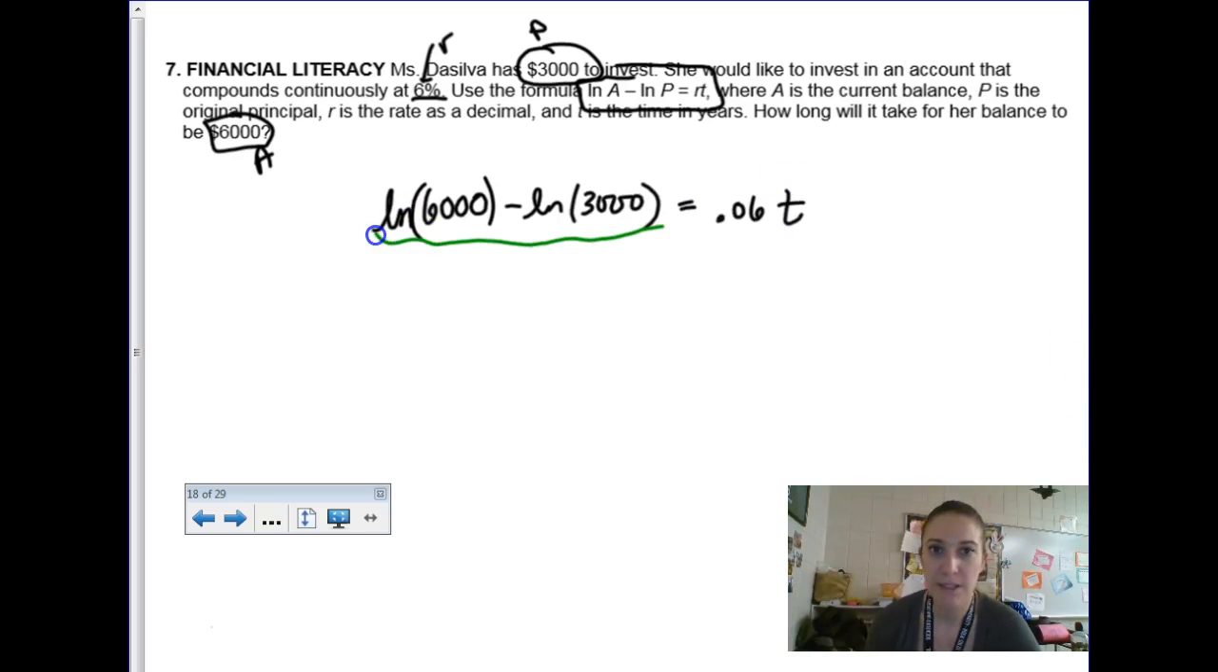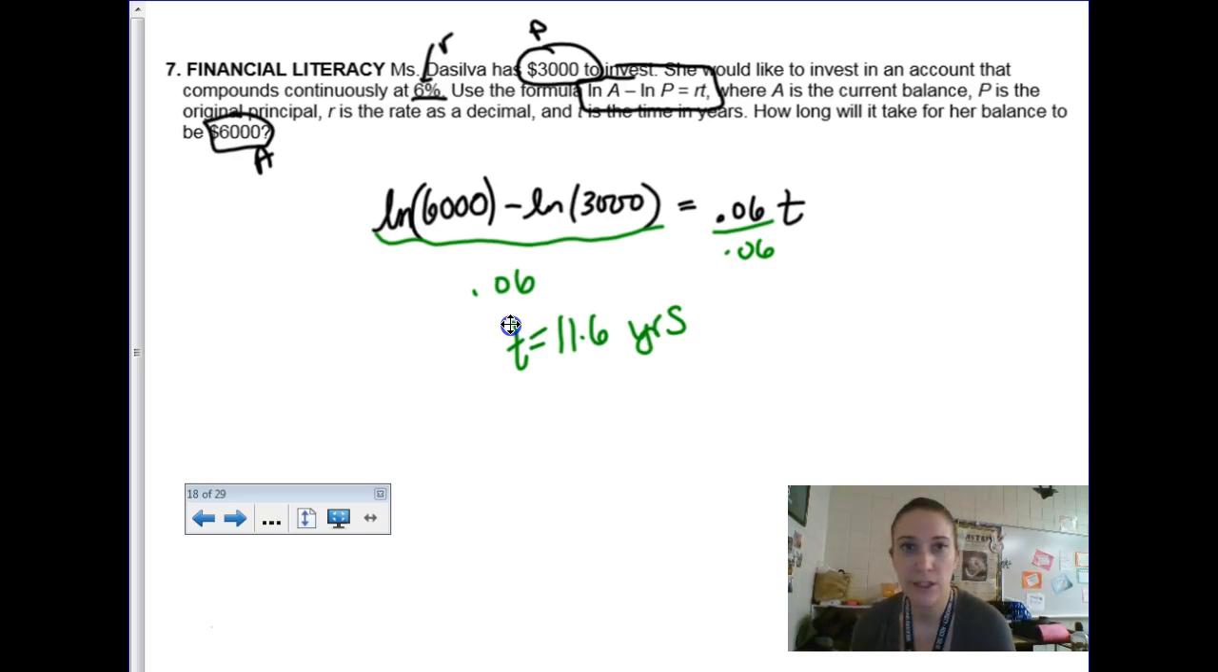So once I type this in, then I'm going to have to divide by 0.06, which I'm trying to save a little time here, guys. So if you need to pause and type, go ahead. But when I did that, I ended up with t equals roughly 11.6 years. So she's going to need to leave her money for like 12 years. Good luck, lady. All right.